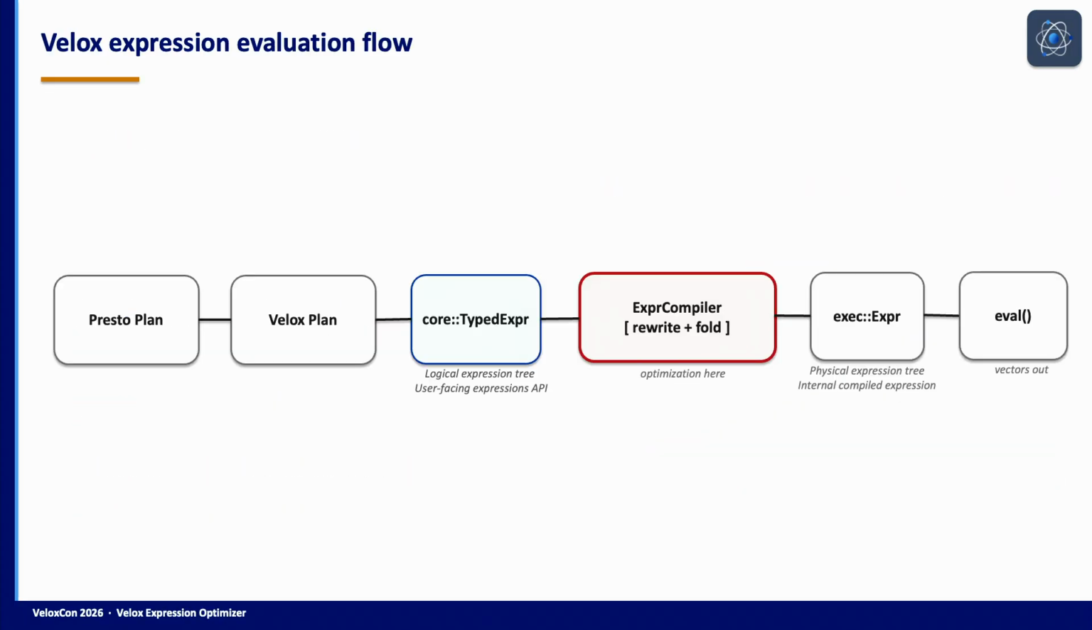So Velox provides a user-facing typed expression interface, which is the logical representation of your expression. And in Presto C++, when you convert your Presto plan fragment to an equivalent Velox plan, the Presto row expressions are converted to Velox typed expressions as part of this plan conversion. So you end up with a Velox plan that has these typed expressions. And in order to evaluate this, Velox first compiles it into an executable expression using an expression compiler. And this is where optimizations used to happen in Velox before, such as constant folding.